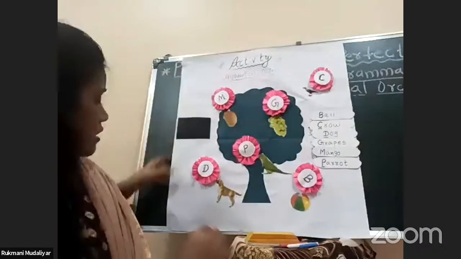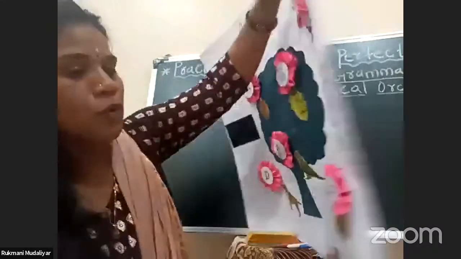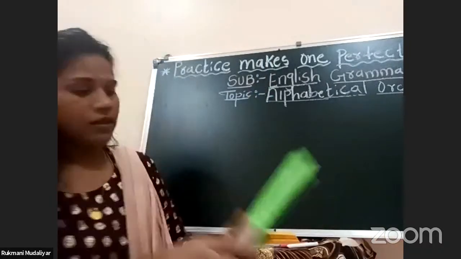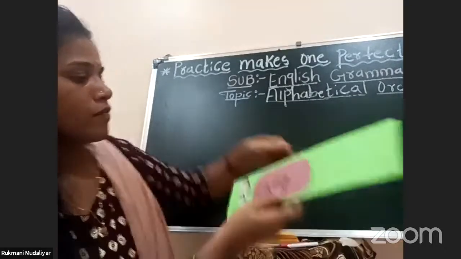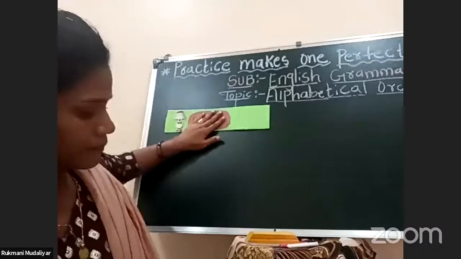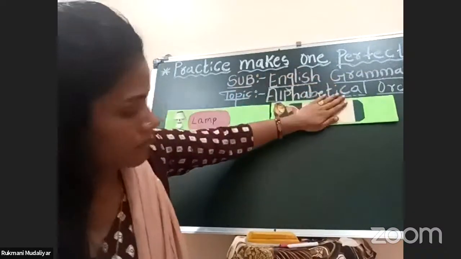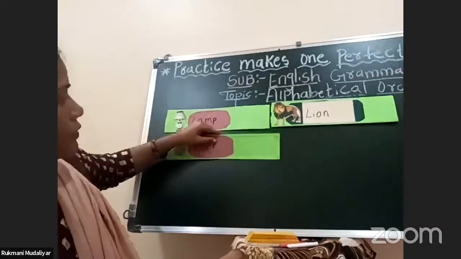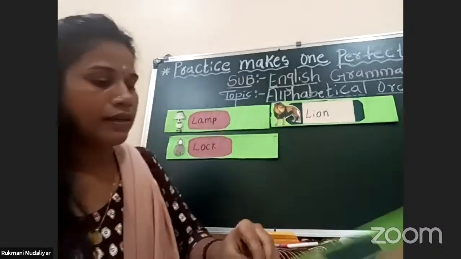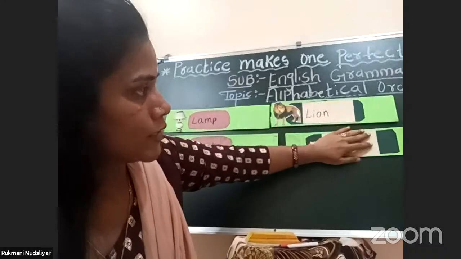Okay, now this is all about the first letter. Now let us see some more examples of the second rule. Yes, I have the words lamb, lion, log, and then lemon. Children, you all know the second rule.